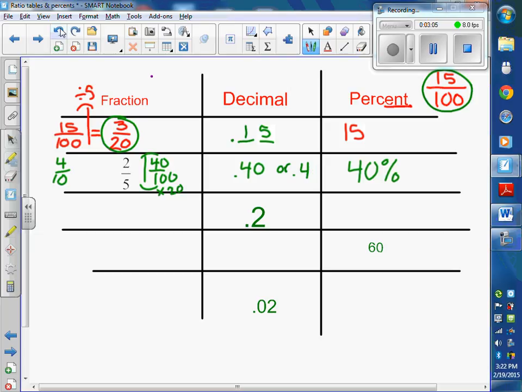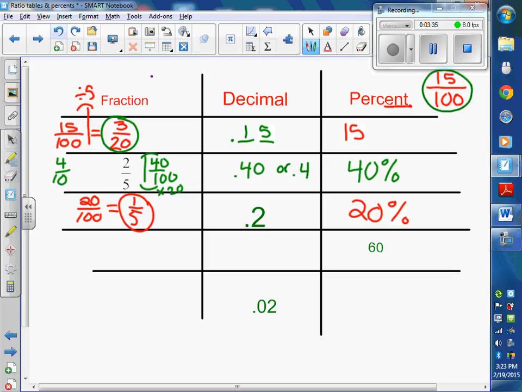Okay, so what about Finn, the third one? How are you going to do the third one? So 0.2 is basically 20 hundredths, right? So 20 over 100, which is 1/5, a fifth. So that's your final answer here. And then you do 20%, because it's 20 over 100, it's 20 per 100, and the word that we use is percent.